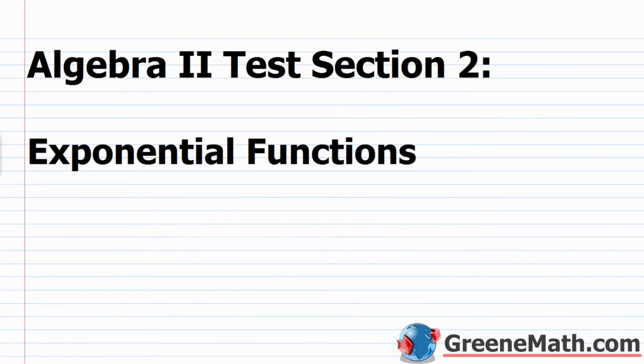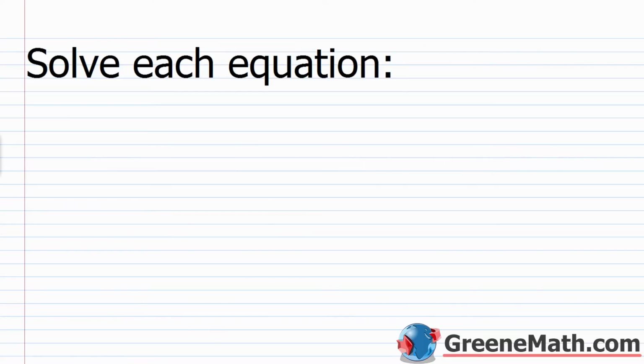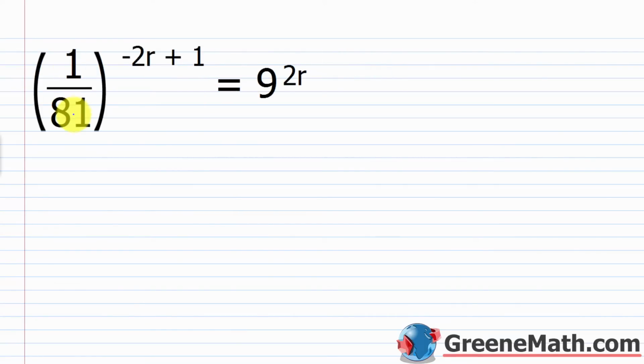Hello and welcome to Algebra 2 Test Section 2 on exponential functions. All right, so we just want to solve each equation. So we're going to take a look at 1 over 81, raised to the power of negative 2r plus 1, equal to 9 raised to the power of 2r.